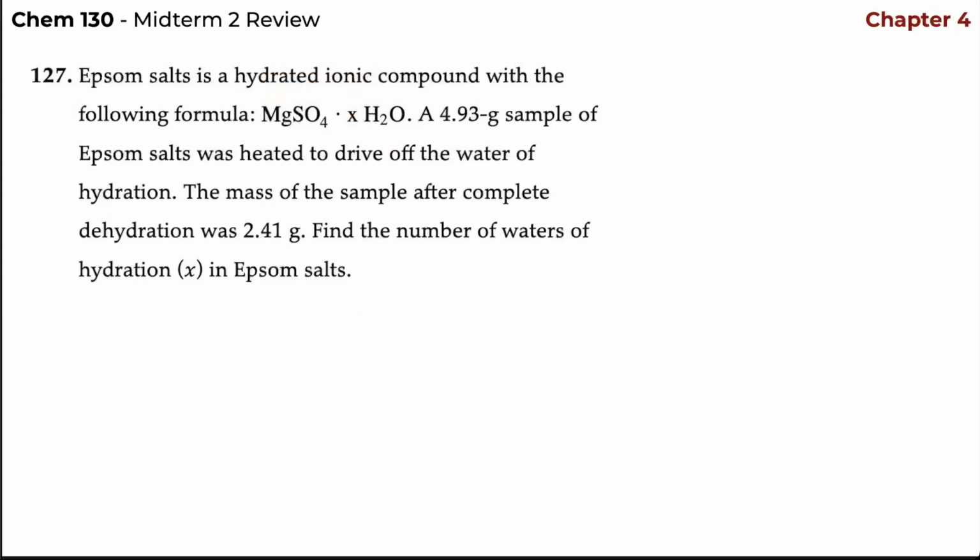So let's do that. 4.93 grams minus 2.41 grams of MgSO4, and then that gives us how much water there was. All right, that gives us 2.52 grams of H2O. So in the original formula, there was this many grams of this and this many grams of this.